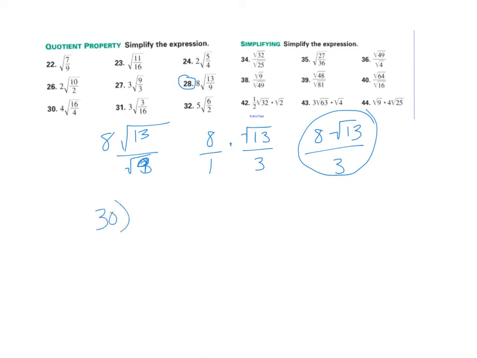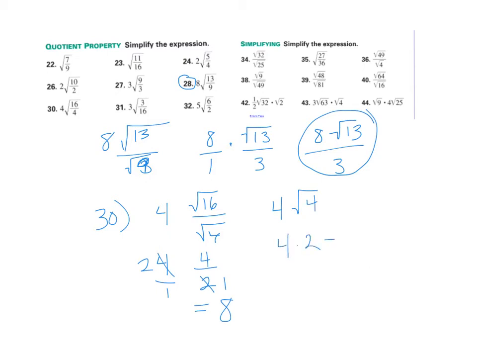Number 30, 4 times, and I'm going to split this into root 16 over root 4. And we would have 4 times, square root of 16 is 4, square root of 4 is 2. If we make this a fraction, we can do some cross-canceling. We're going to get 8. There's another way that you could do that. You could divide 16 divided by 4 before you start, and that would be the square root of 4. Square root of 4 is 2. 4 times 2 is going to give you 8. So either way, we should end up with 8 for 30.